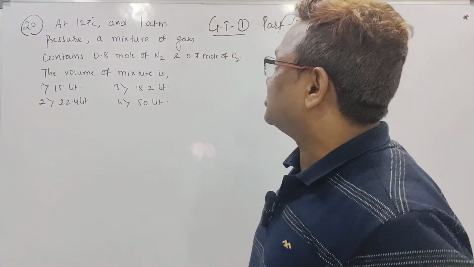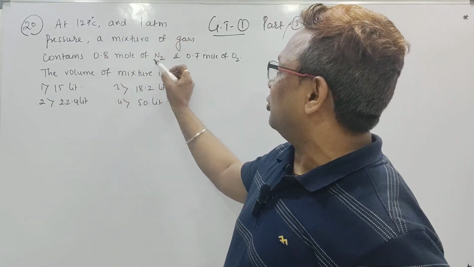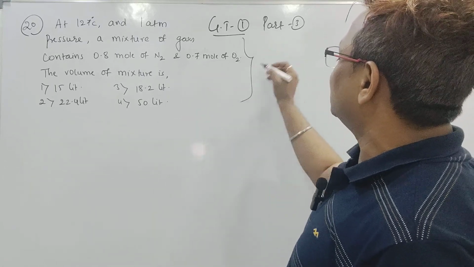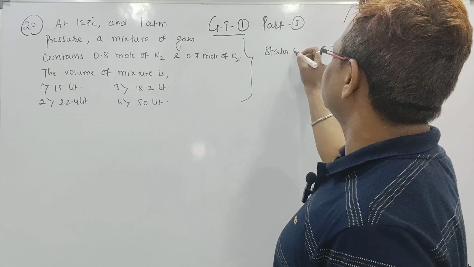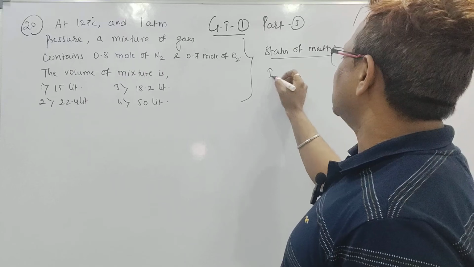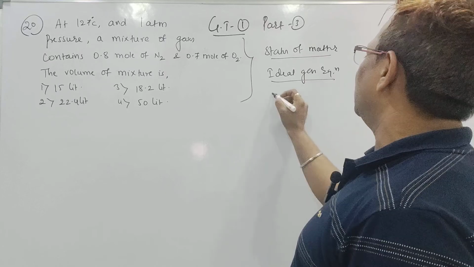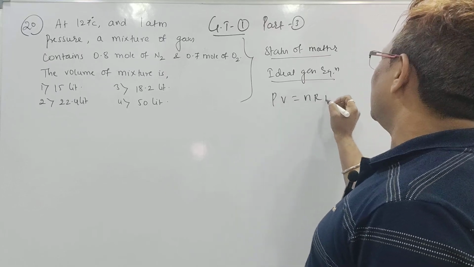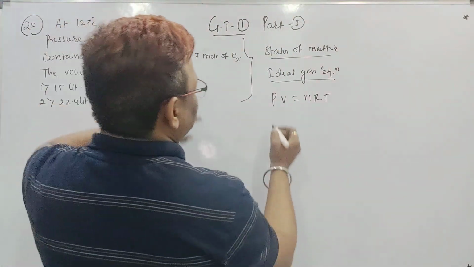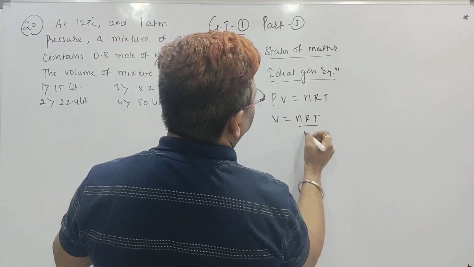See beta, this is one of the questions. At a particular temperature and pressure, the mixture of gases contains some moles of N2 and O2. What is the volume of the mixture? These are questions belonging to states of matter. And I hope in states of matter everybody knows the ideal gas equation, which can be written as PV equal to nRT. What did they give? They gave pressure. Yes, sir. They are asking volume. So V is equal to nRT by P.